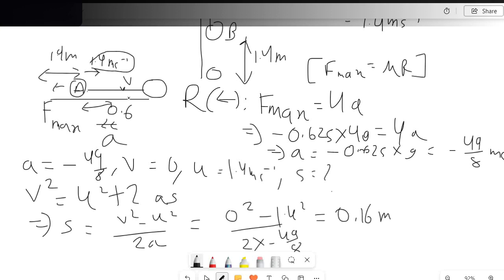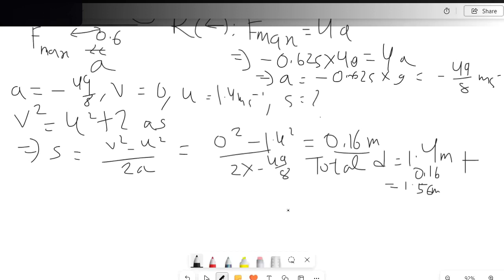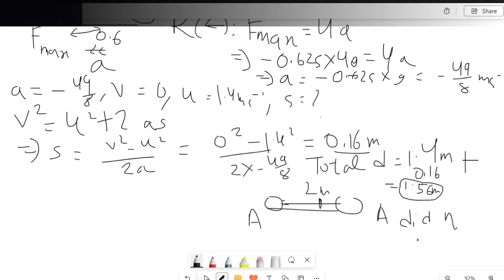0.16 meters. Therefore the total distance traveled by particle A is 1.4 meters, as B also traveled a distance of 1.4 meters, plus this distance, which is 0.16, which totals 1.56 meters. Because initially particle A was 2 meters from the pulley, as stated in the question, during the motion it only traveled 1.56 meters, so it stopped right here, and so we can say A did not reach the pulley.